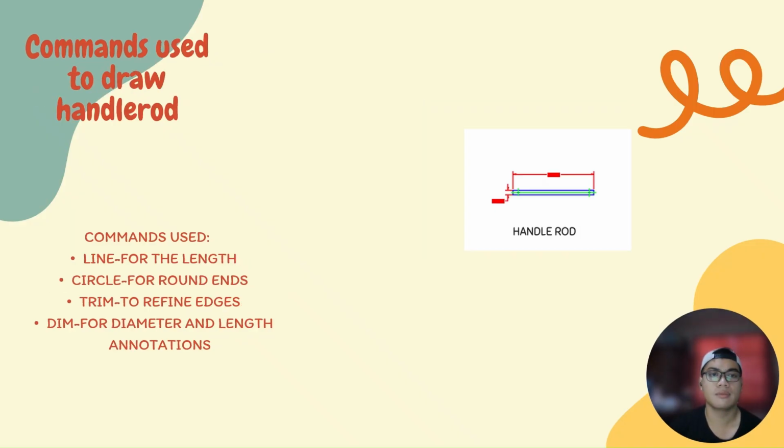Next drawing is the handle rod. The commands that we use to draw the handle rod: we use line to create the base line of the handle rod. Next, we use circle to round the edges of the line. Next, we use trim to refine edges, and also we use dimension for diameter and length annotations.